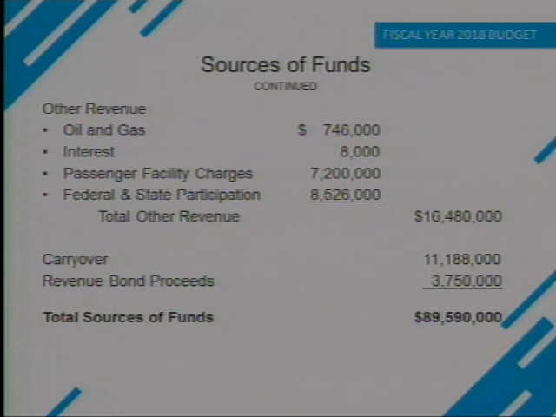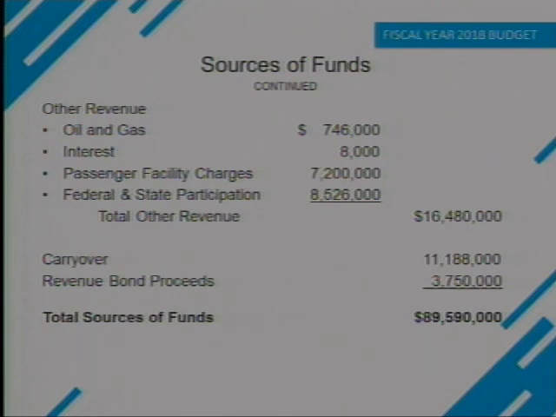Oil and gas is a revenue source we've had for many, many years, although it continues to decline, so we're only projecting $746,000. The interest that we're projecting conservatively for next year is just interest out of our money market. We're not really anticipating any investment interest on the Treasury bills that we have invested.